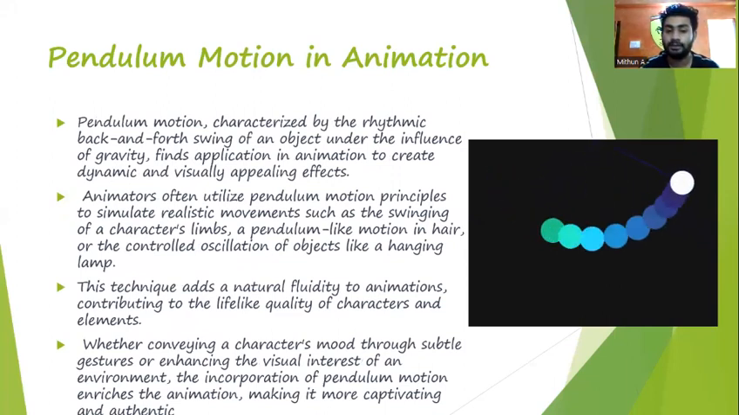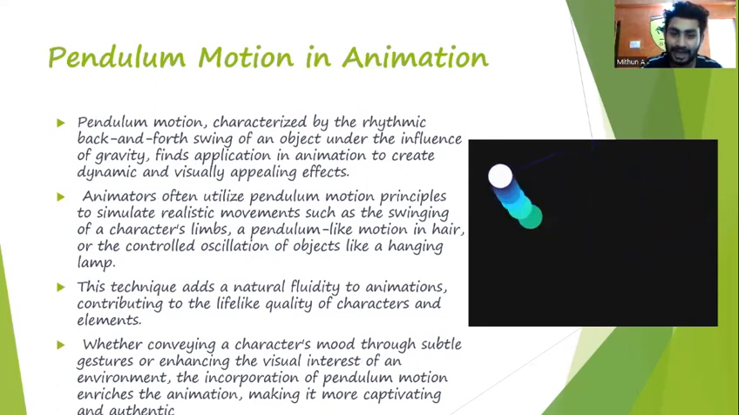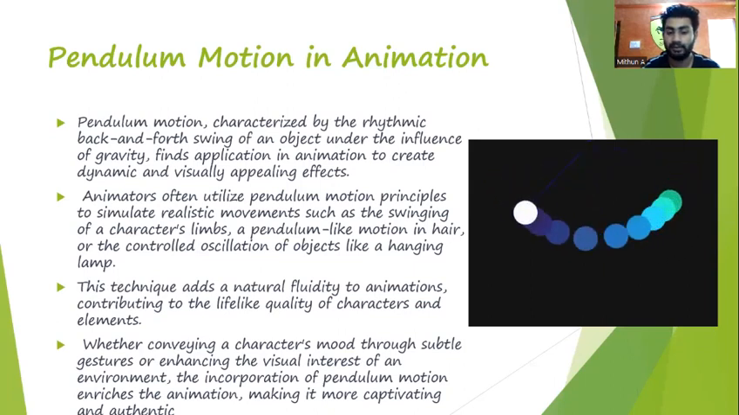Animators often utilize pendulum motion principles to simulate realistic movements, such as the swinging of a character's limbs, pendulum-like motion in hair, or the controlled oscillation of objects like a hanging lamp. This technique adds a natural fluidity to animations, contributing to the lifelike quality of characters and elements, whether conveying a character's mood through subtle gestures or enhancing the visual interest of an environment. The incorporation of pendulum motion enriches the animation, making it more captivating and authentic.